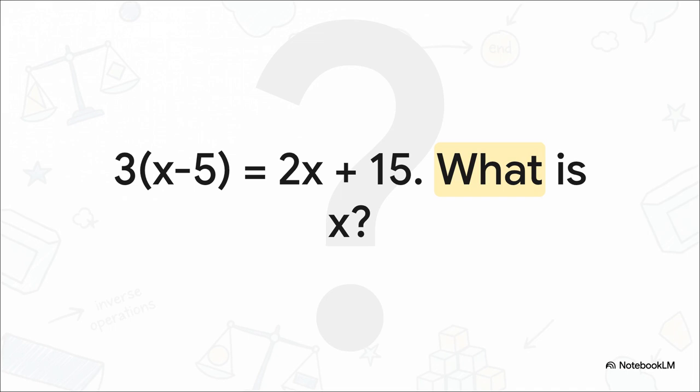Our puzzle today is this. 3 times the quantity x minus 5 equals 2x plus 15. So what is x? Now, I want you to look at this equation not just as a random string of numbers on a page, but as a perfectly balanced scale. On the left side, we have a very specific, concrete weight. And on the right side, we have an entirely equivalent weight. Our whole objective today is to strategically manipulate these weights, carefully maintaining that perfect equilibrium, all so we can reveal the hidden value of our variable x.